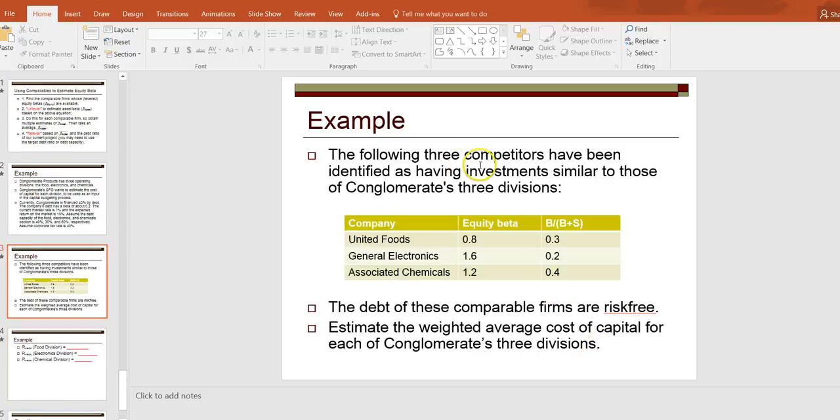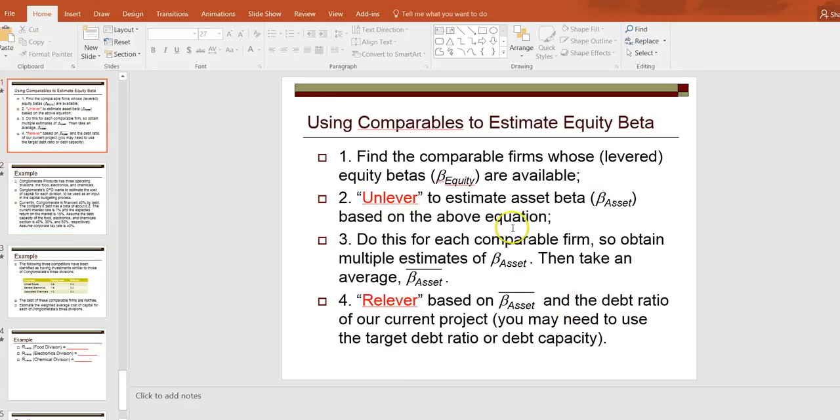So we have identified 3 competitors who share the same type of investments. They are the comparable firms to the 3 divisions of this conglomerate firm. They are provided with the equity beta and debt value ratio. And the debt of these comparable firms is risk-free, so we can assume that the beta of the debt of these comparable firms is 0. The job here is to estimate the weighted average cost of capital for each of the 3 divisions. Once someone understands those 4 steps, then we can follow them to figure out the final answer.